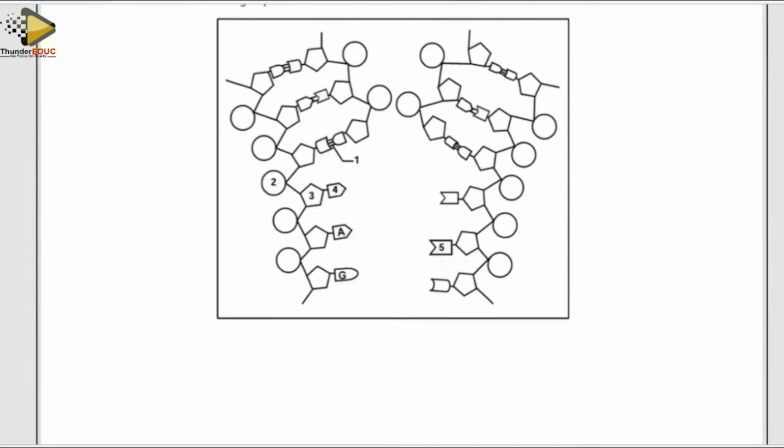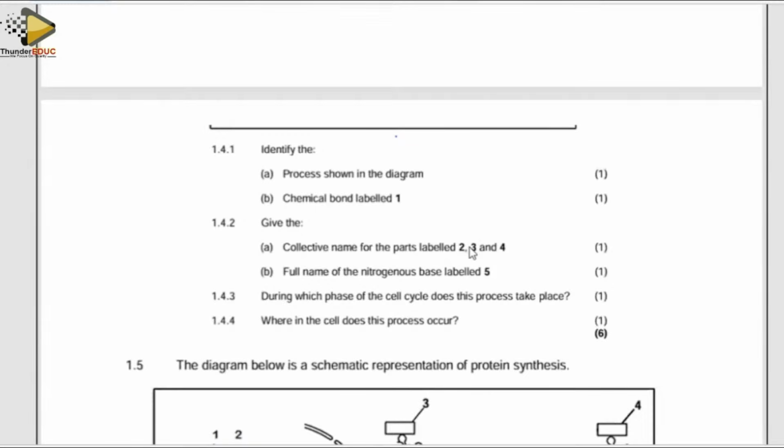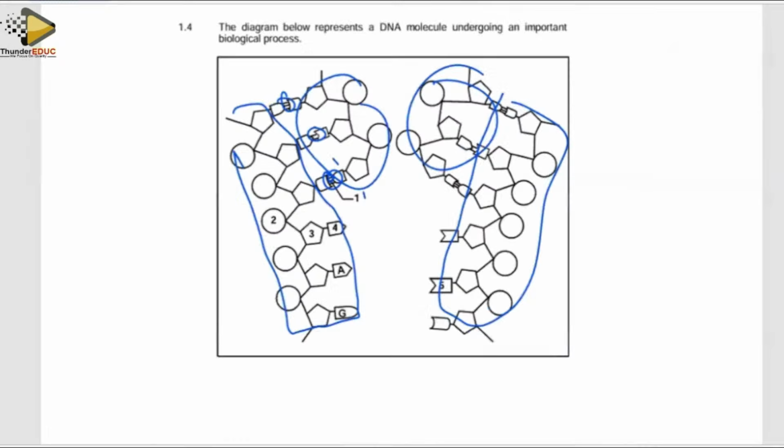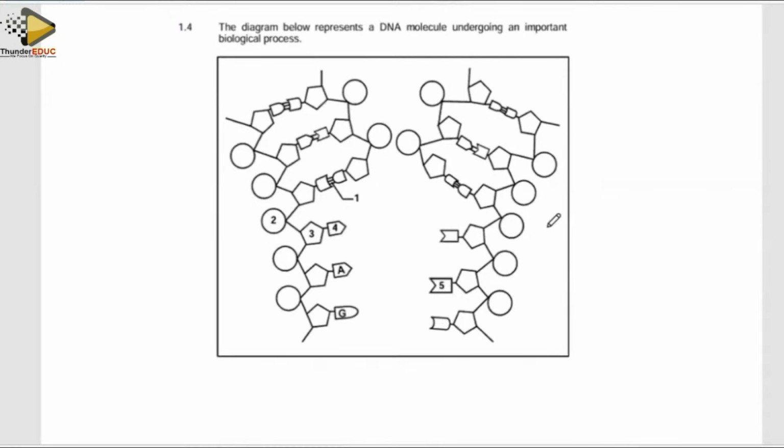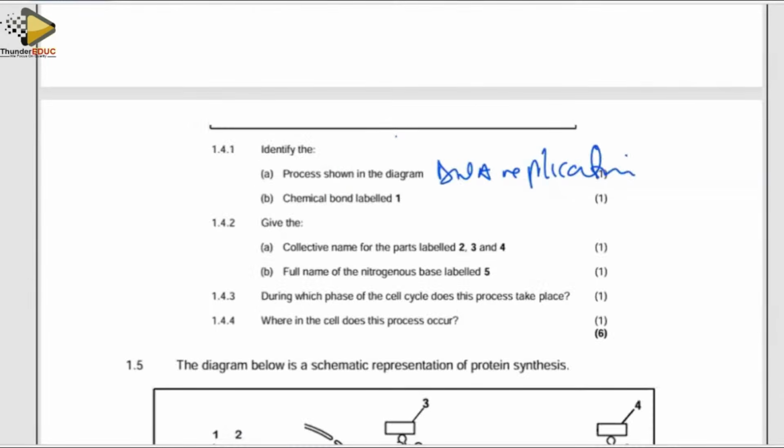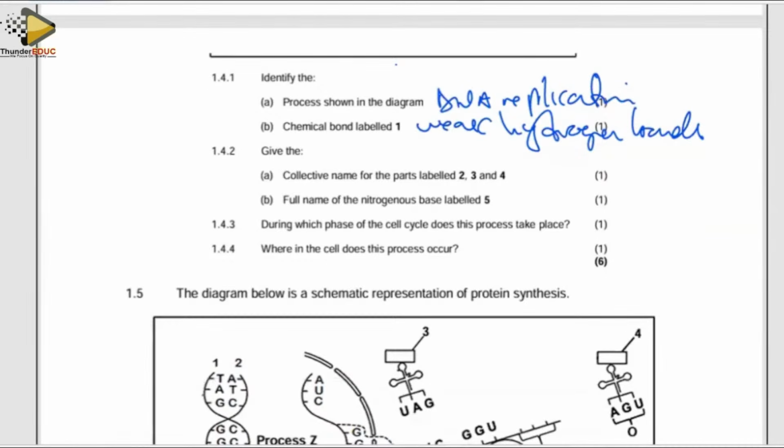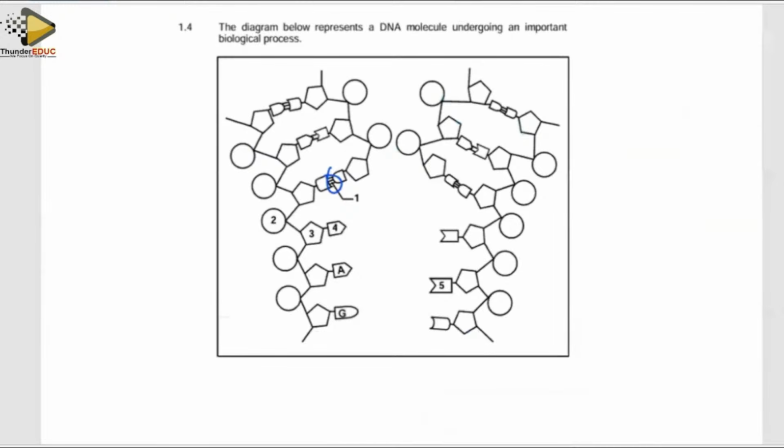Therefore, I will say that this process is called DNA replication. Chemical bond labeled one. If we clear this up, let's find out which chemical bond is labeled one. So these are weak hydrogen bonds. Weak hydrogen bonds. Yes. Then we go to the next question, saying the collective name for 2, 3, and 4.